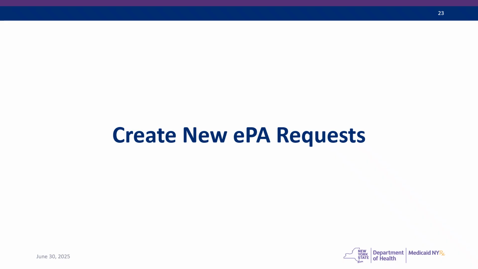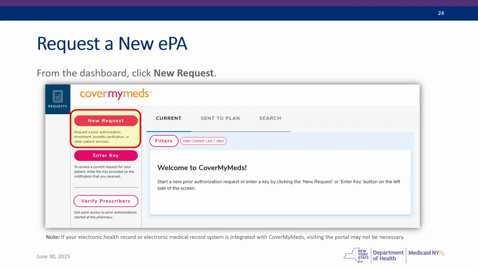Next, we'll talk about how a prescriber or their authorized agent can create and submit a new ePA request. This slide illustrates how to request a new electronic prior authorization. From the dashboard, click New Request. And please note that if your electronic health record or electronic medical record system such as Epic, Cerner, or Allscripts is integrated with CoverMyMeds, visiting the portal may not be necessary.